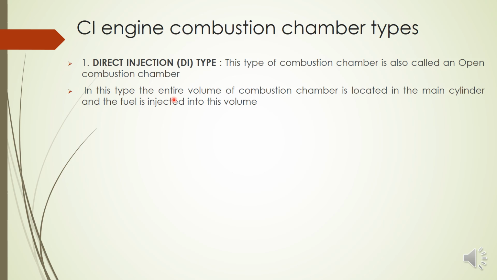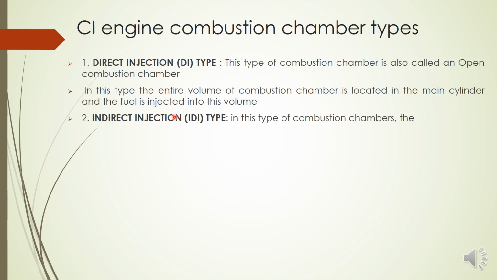In this type, the entire volume of the combustion chamber is located in the main cylinder and the fuel is injected into this volume. So in this type of combustion chamber, we have only one particular combustion volume, that is in the main cylinder itself. No additional volumes are present. A single volume is available as the combustion chamber.